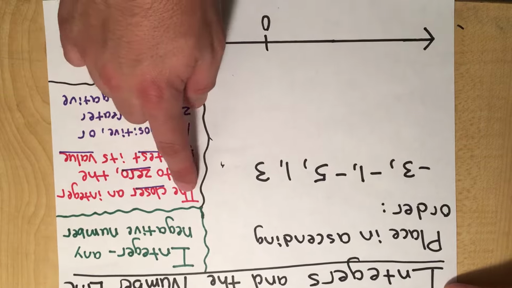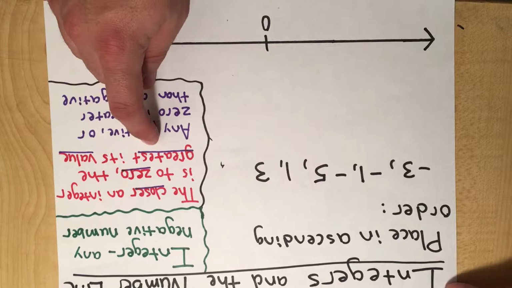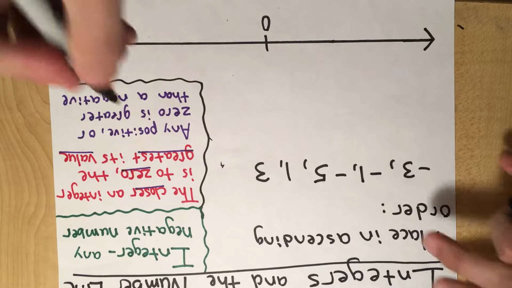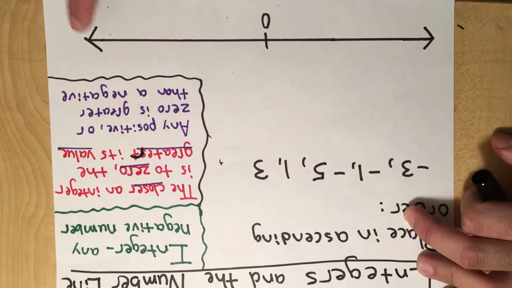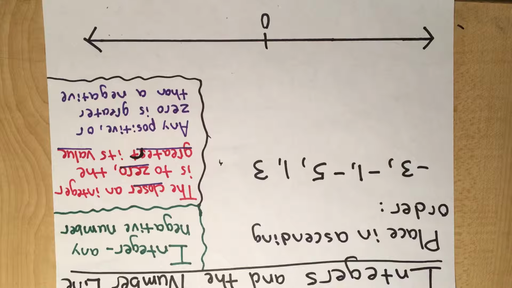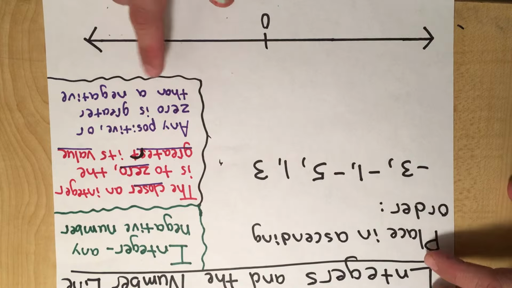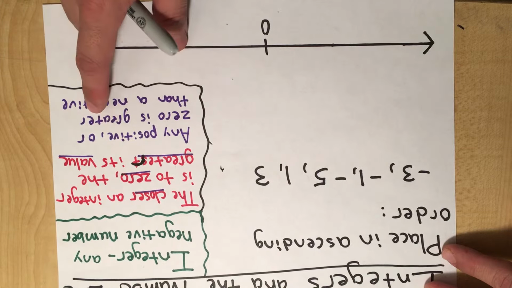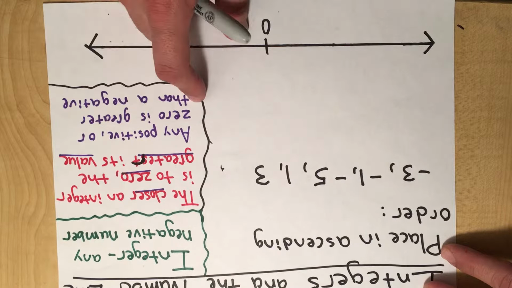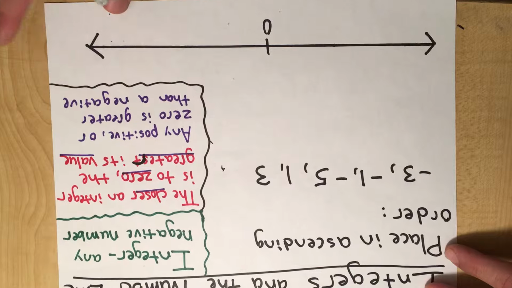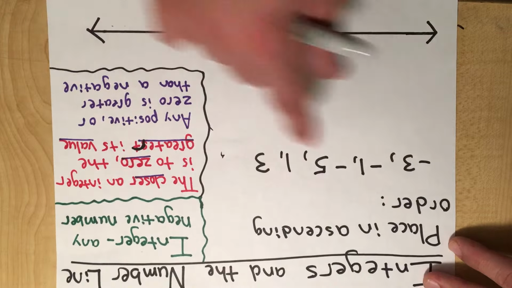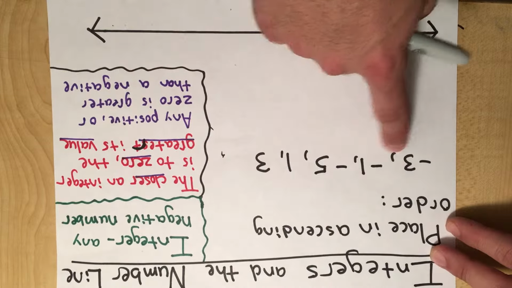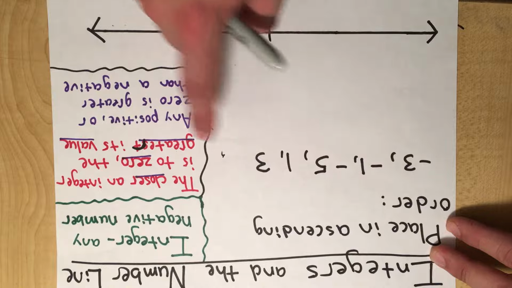We also talked about how the closer an integer is to 0, the greater its value. I made a little mistake here. And also, I don't know if we covered this yet, but any positive number or 0 is greater than a negative. Now that's very important, okay? So we've got to put these in ascending order: -3, -1, -5, 1, and 3.